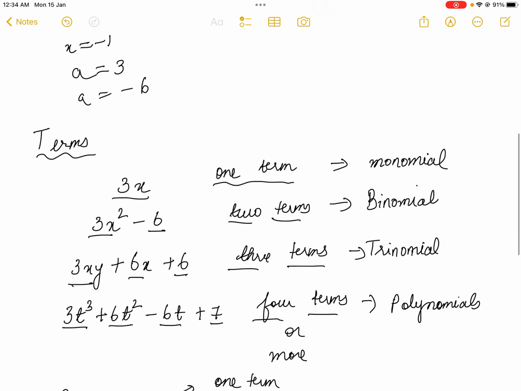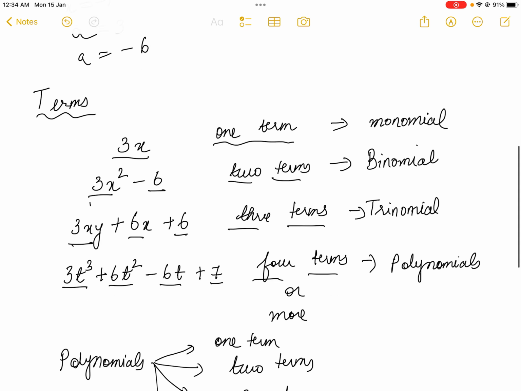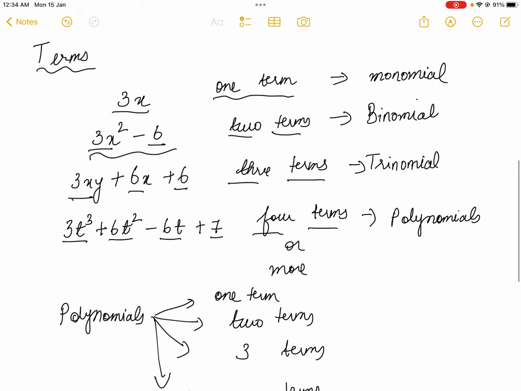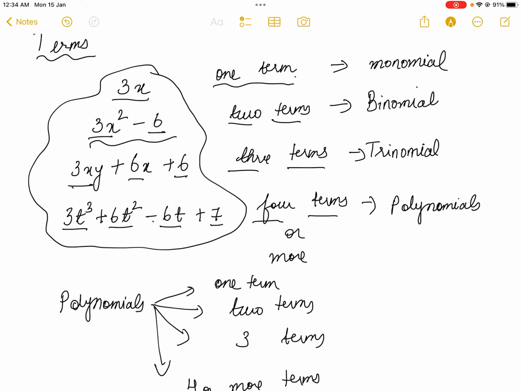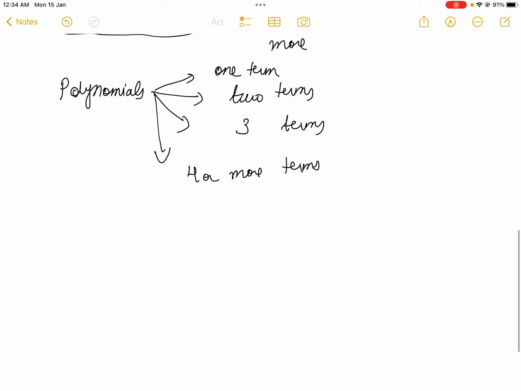Okay, even 3x is a polynomial, 3x squared minus 6 is also a polynomial, 3xy plus 6x plus 6 is also a polynomial, 3t cubed plus 6t squared minus 6t plus 7, this is also a polynomial. Clear? It's just that in order to identify if it's expressed in 1 term, we just write it as monomial, or if it's 2 terms, it's binomial, 3 terms, trinomial, and more than 4 terms, it's polynomial. But generally, everything here that you see is a polynomial. Clear? We're clear with this?